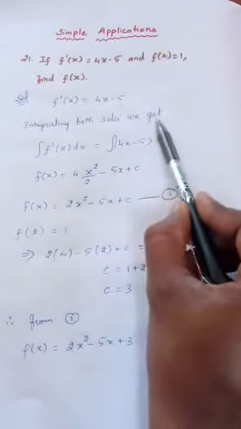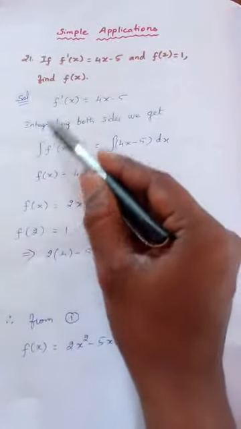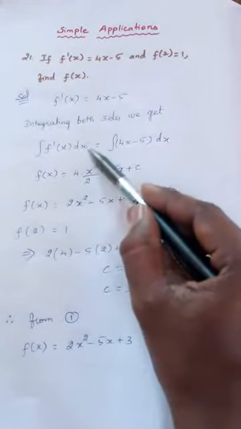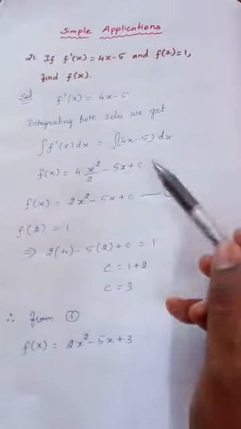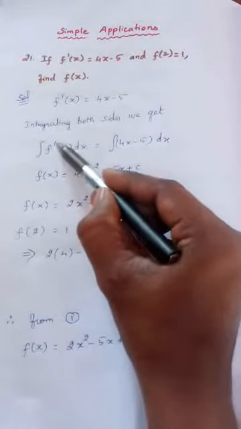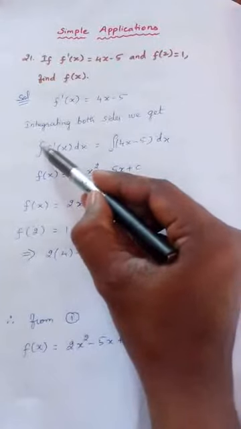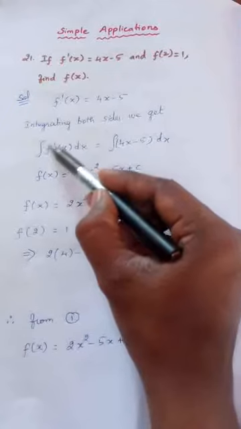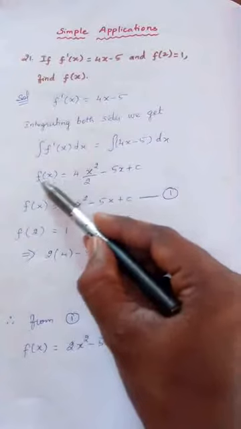Integrating both sides with respect to x, what happens? On both sides you put the integration symbol, integral f dash of x, when you put the integration symbol you should put dx, equal to, on this side also the integration symbol and dx. So we know very well integration and differentiation are reverse processes. Dash stands for differentiation, this symbol stands for integration. So since differentiation and integration are reverse processes, they will get cancelled. So integral f dash of x dx will become f of x.